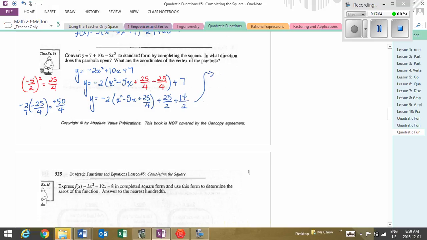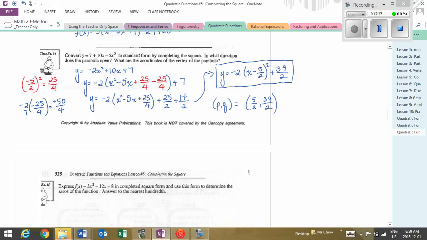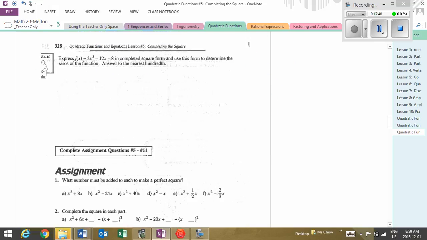So cleaning everything up, we've got y is equal to negative 2 times x minus 5 over 2, so the square root of 25 over 4, or negative 5 divided by 2, squared. Combining these two for our q value, we have plus 39 over 2. So there's our standard vertex form. And so when it asks for the coordinates of the vertex, the coordinates for a vertex PQ are then 5 halves and 39 halves. Excellent. Let's move on to the next example then.